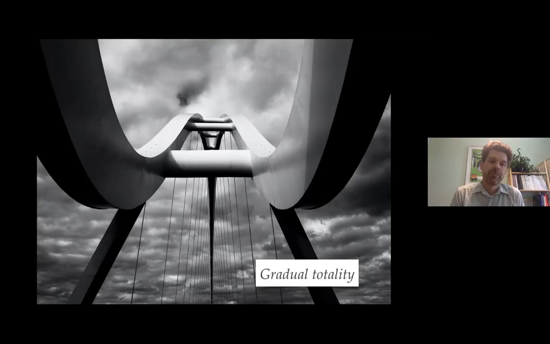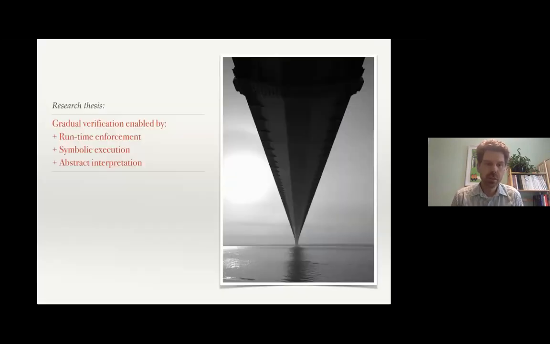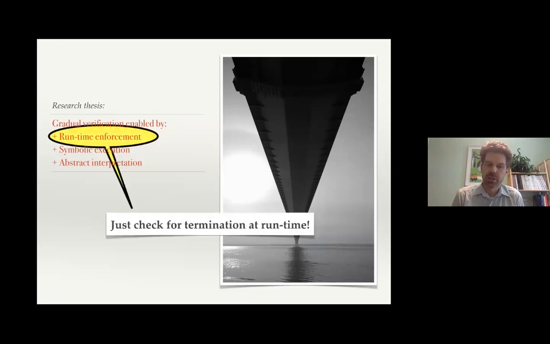So wouldn't it be nice to scale up? If you're going to scale up to theorem proving languages, you've got to deal with totality and termination. So how are you going to do it? Well, let's try to apply the recipe here. You need a runtime enforcement mechanism for termination, and then symbolic execution and abstract interpretation. So we just need a check for termination that happens at runtime.